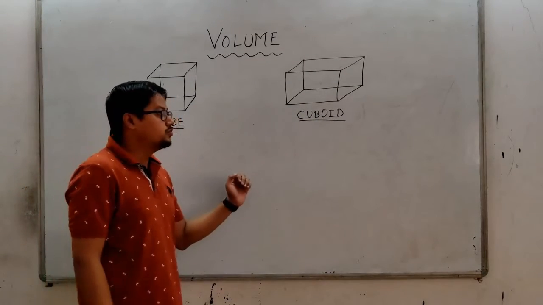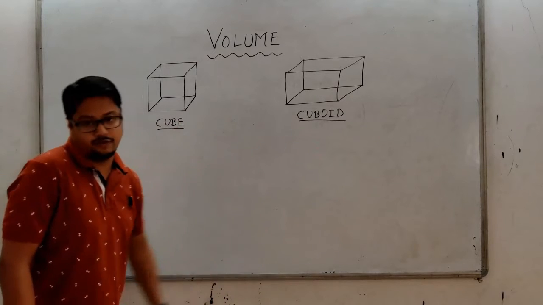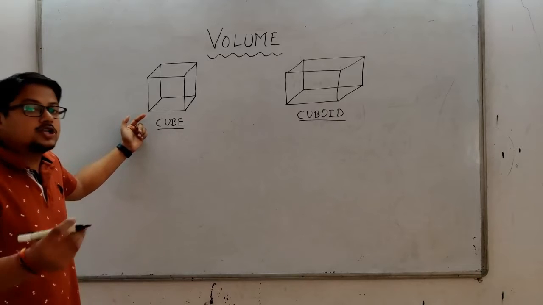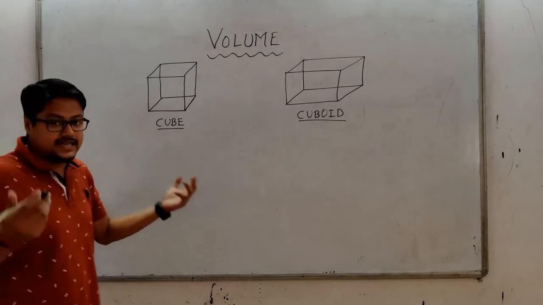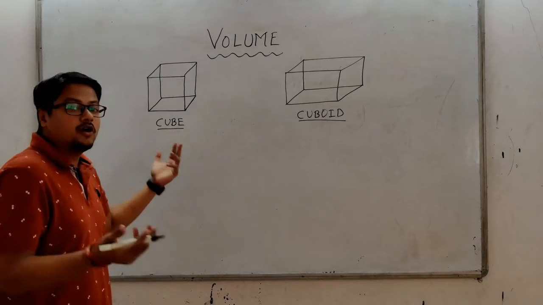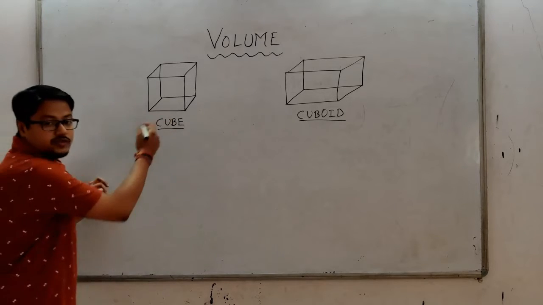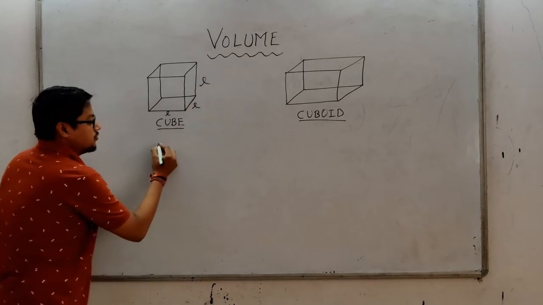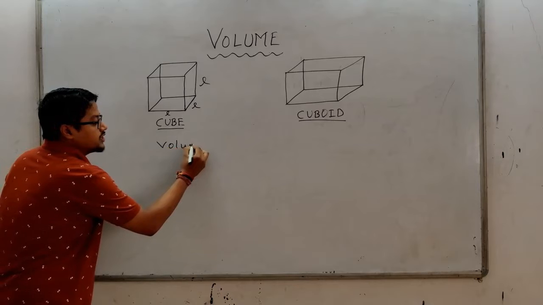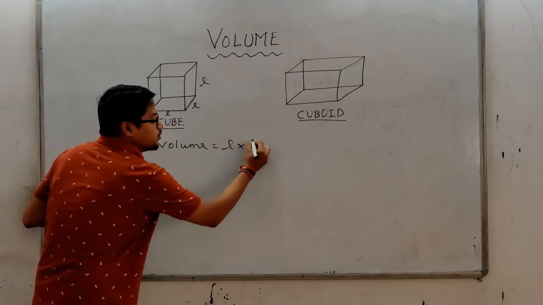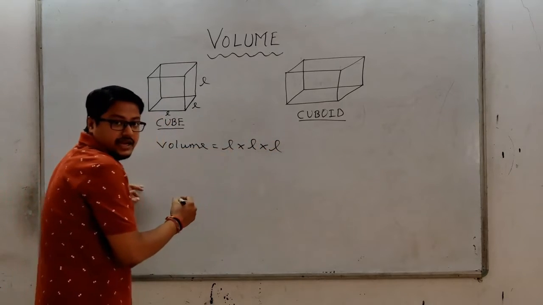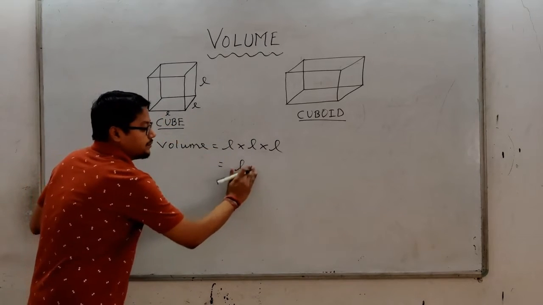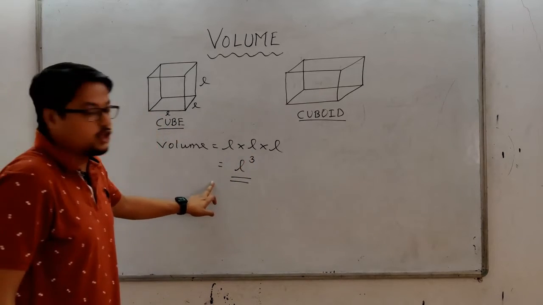Let us see the volume of cube and cuboid with their formula. As we know, a cube is the 3D form of a square, because in a square all sides are the same. In the same way, in a cube all sides will be the same. Now suppose we have a cube here and all the sides are L. So what will be the volume of this cube? Volume of this cube will be L into L into L, that is length into length into length. So volume of cube will be L cube. I repeat, volume of cube will be L cube.